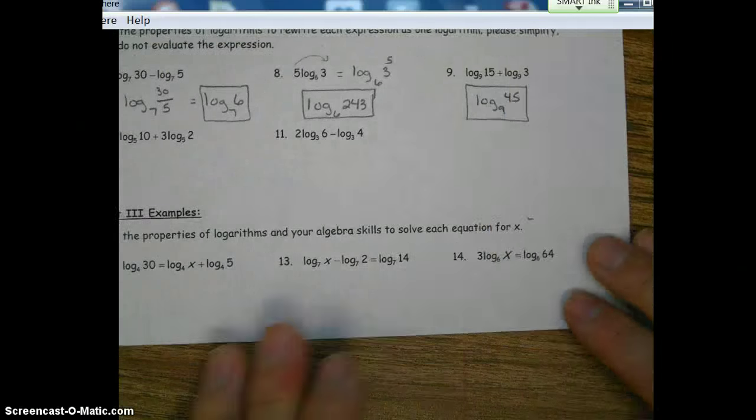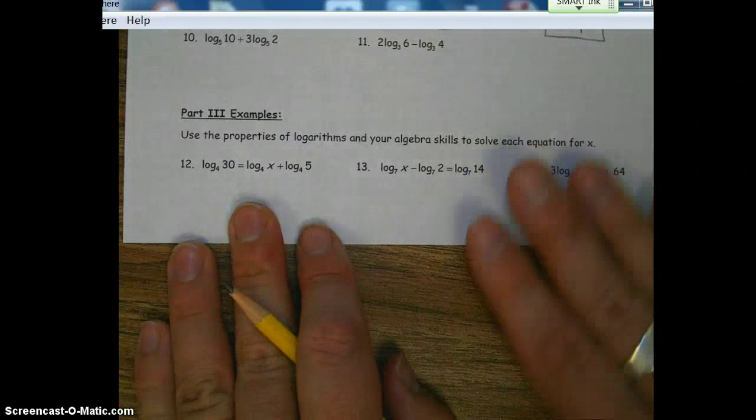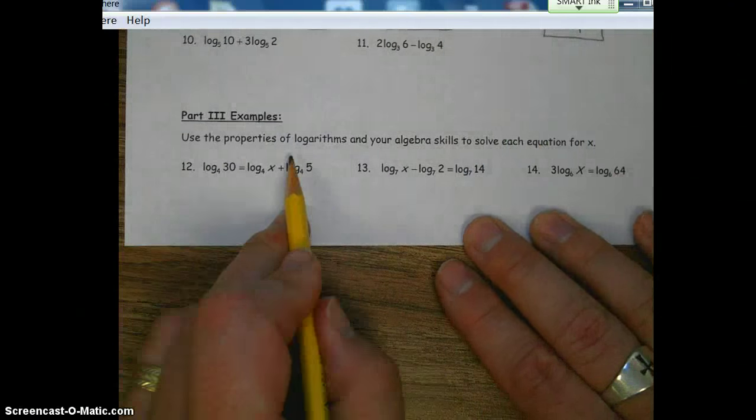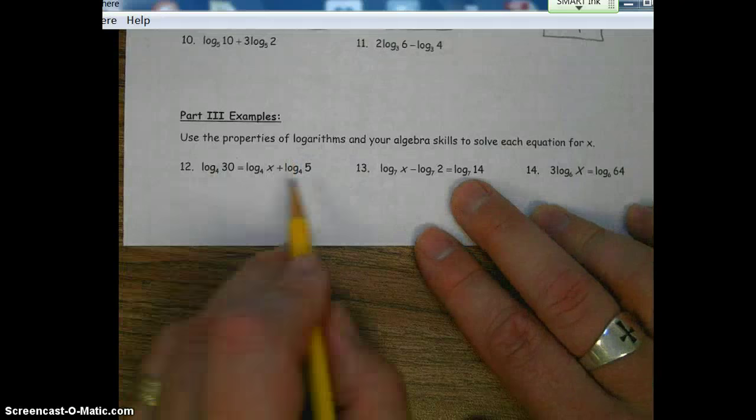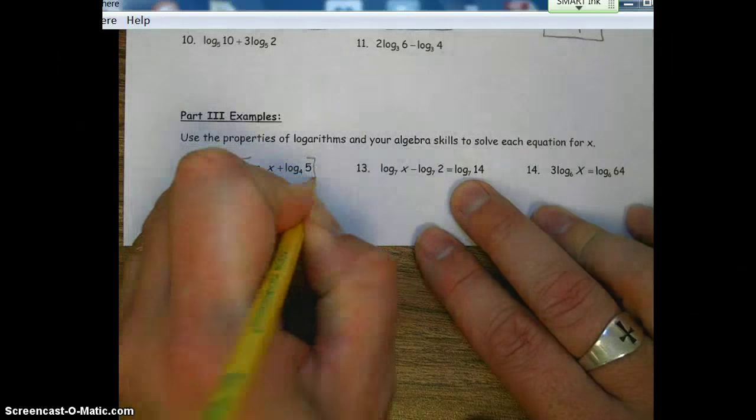All right, part 3. Hey, we might get through this. This time we're using properties to solve. So when we want to solve this, we have to combine these into one property.